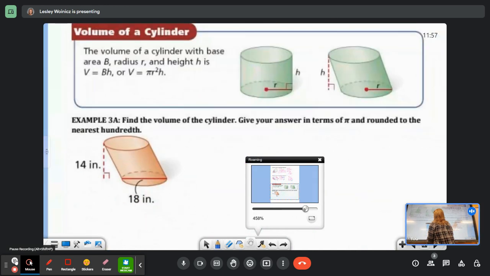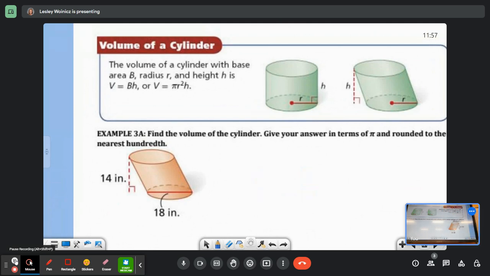Volume of a cylinder. Okay, so even those cylinders that are slanted, what I want you to notice about their sides is that they are parallel. Okay, so the figure that Grant was asking about, those sides were not parallel, so we had to treat that like some cones, right? So we can only use the cylinder ones when our sides are parallel.